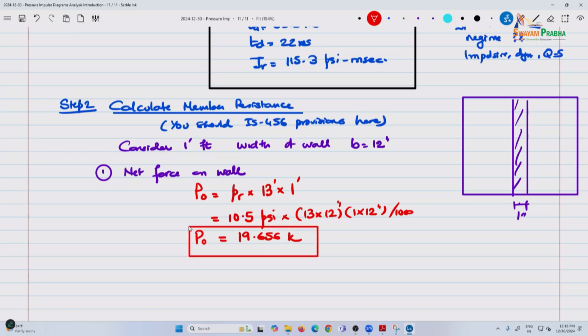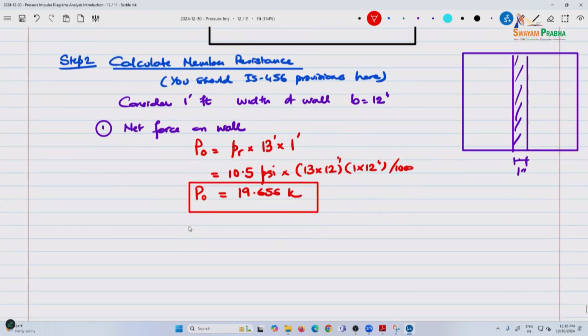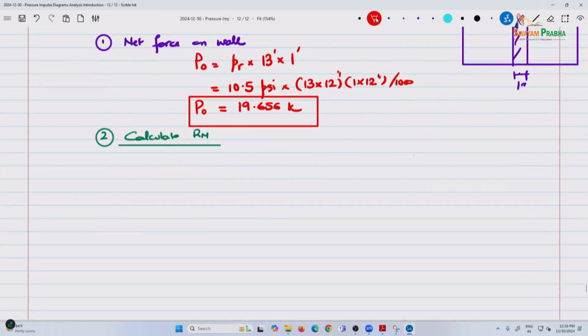So remember the ratio P naught by RM. This is where P naught comes into the picture. Then second, we calculate RM. We start with the strength increase factors and the dynamic increase factors.